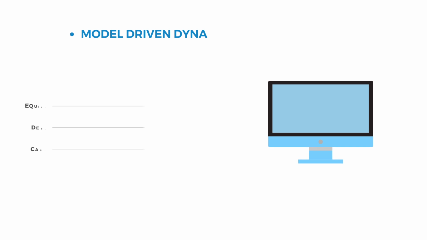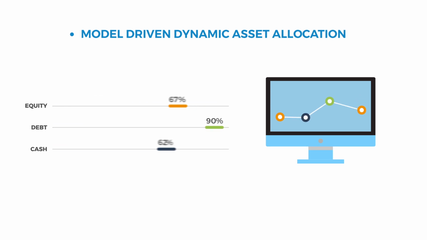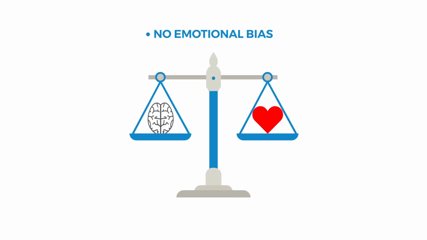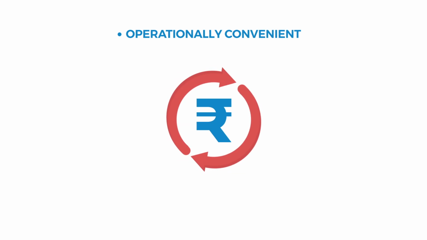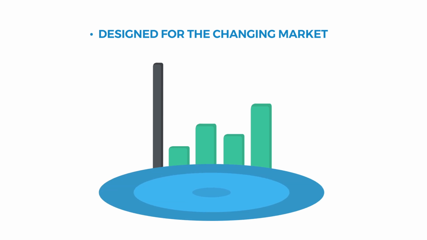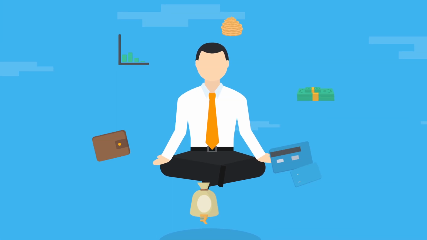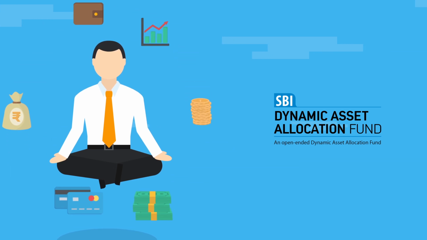So how do you benefit from this fund? Model-driven dynamic asset allocation. No emotional bias. Operationally convenient. Designed for the changing market. So, keep up with the changing market dynamics with SBI Dynamic Asset Allocation Fund.